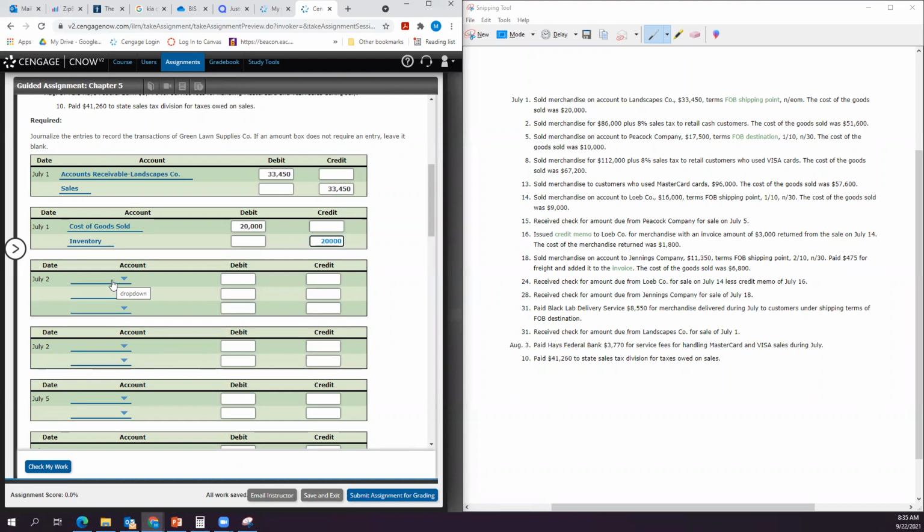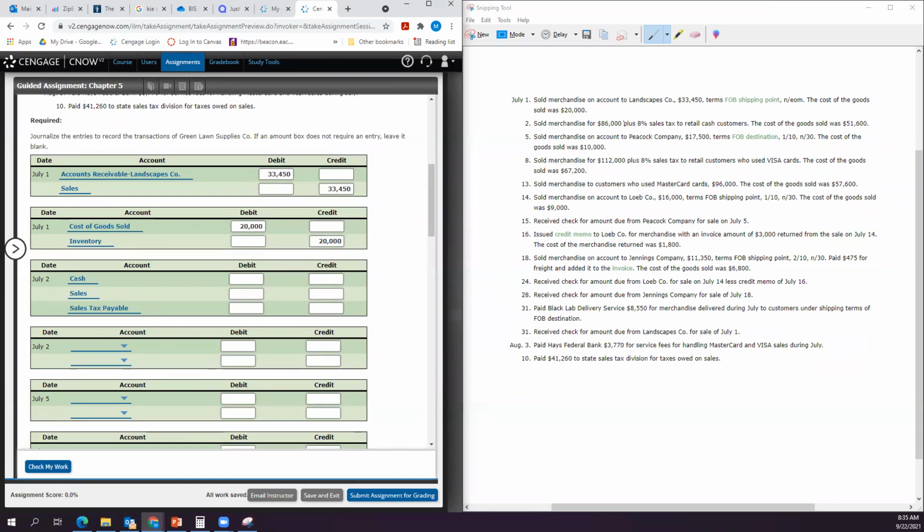Again, this is a cash customer, so our cash is going up. And then our sales revenue account will be increasing because we sold some stuff. But also we're collecting some sales tax, so we're going to record that as a sales tax payable. We collect that and hold on to it, and usually we pay the state government at the end of the month. That's the process it goes through.